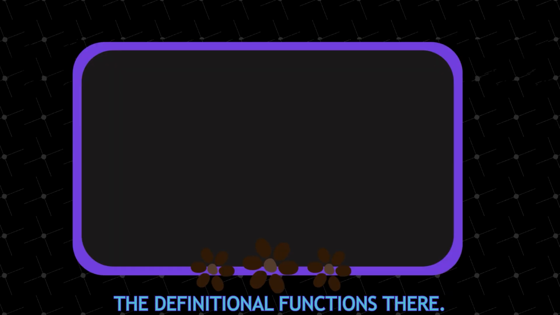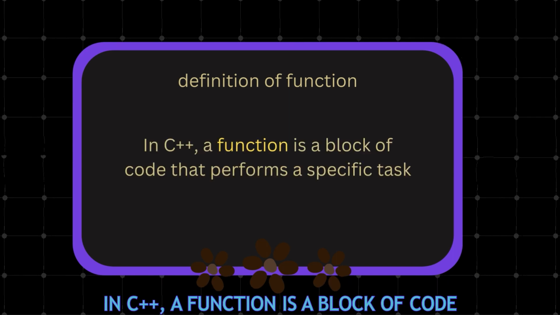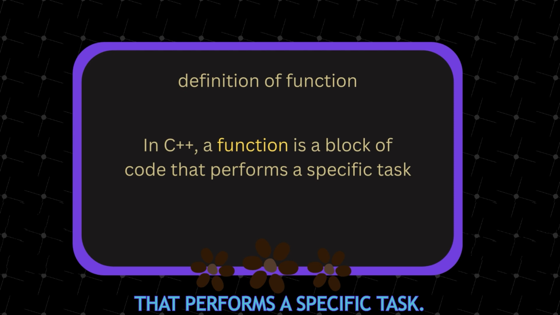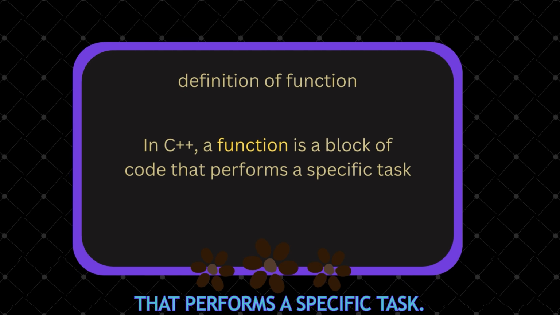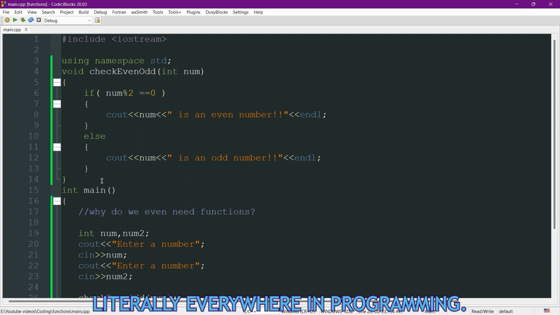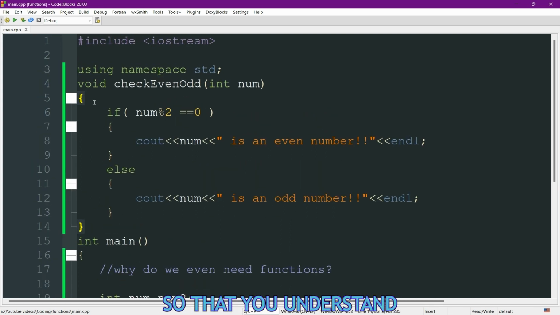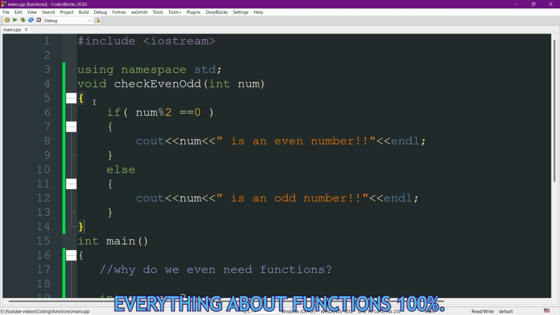Let's understand the definition of functions: in C++, a function is a block of code that performs a specific task. Understand that this is just a basic demo of functions. Functions are used literally everywhere in programming, as I have told you. I will explain all of these slowly in the next videos so that you understand everything about functions 100%.